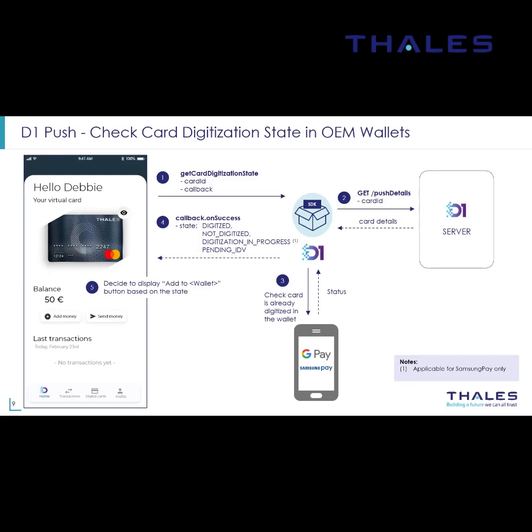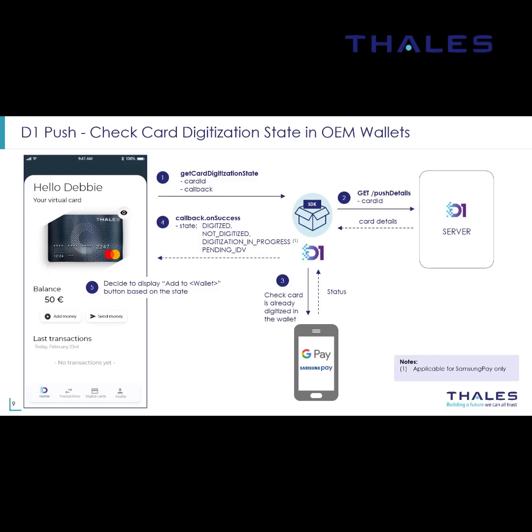For that purpose, the D1 SDK offers the Get Card Digitization State API. When the application calls this API with a particular card ID, the D1 SDK evaluates internally and in cooperation with the D1 platform the card state in the wallet. The SDK returns one of the following states: digitized, not digitized, digitization in progress or pending IDV.